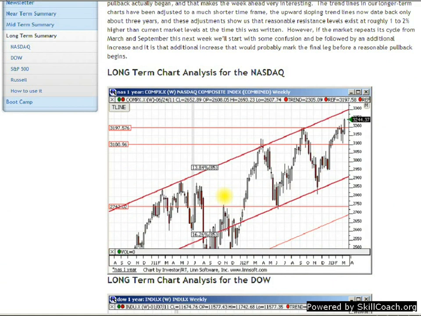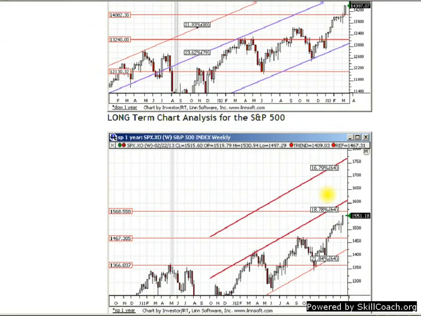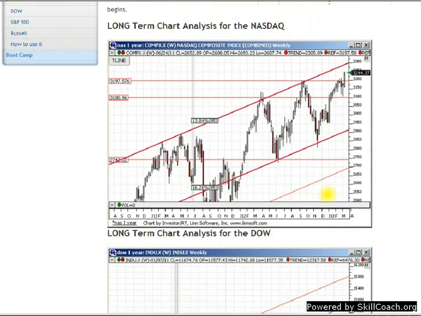The longer term chart patterns that had been in place dated back to 2009. Those longer term chart patterns were broken last week. You can see breakouts here in the NASDAQ, breakouts in the Dow, other markets as well. There were breakouts in all of them. And when that happens, when the market breaks out like this, adjustments need to be made. And that's exactly what happened.